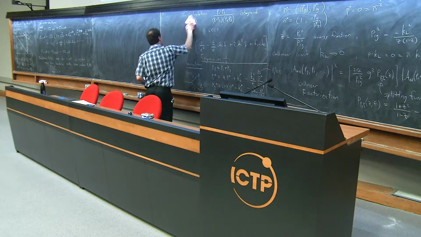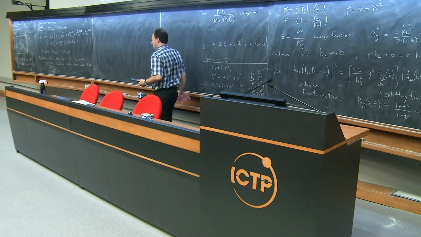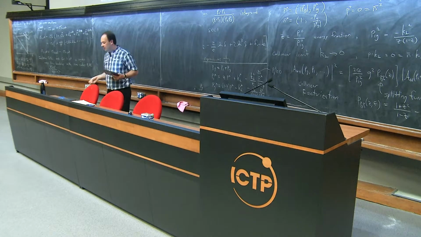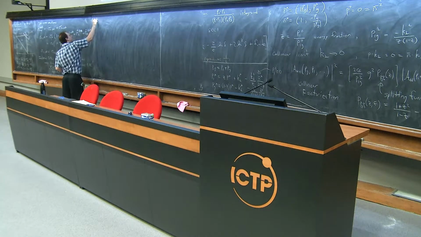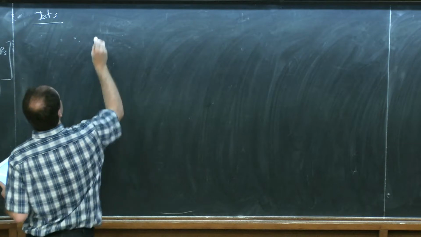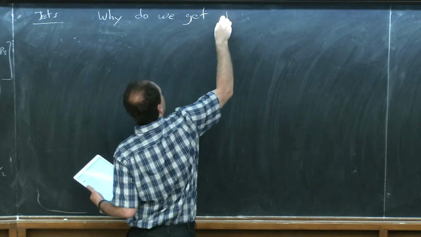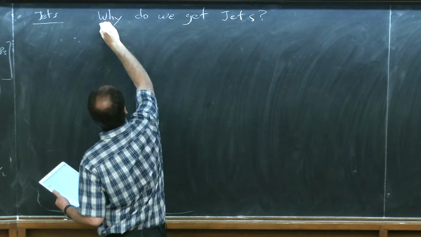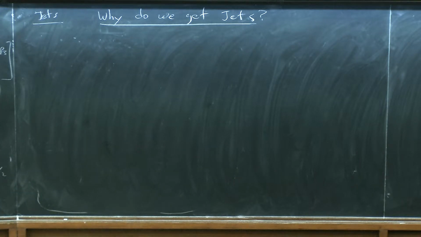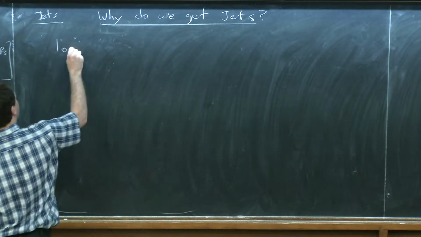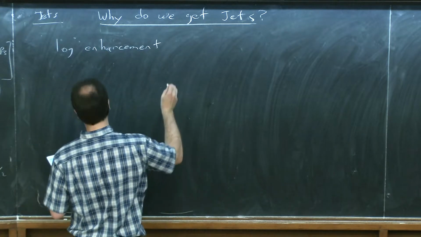Okay, so there are two questions we need to ask and answer. First of all, we didn't actually really explain why there are jets. We've hinted at it in various different ways, but let me spend a few minutes on that. So the first question: why do we get jets? That's basically because in this collinear approximation, things are enhanced. So we get log enhancement from the collinear limit.